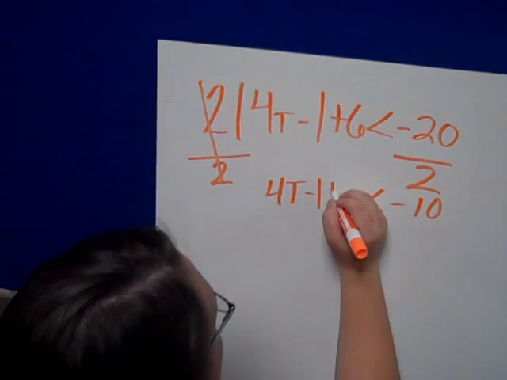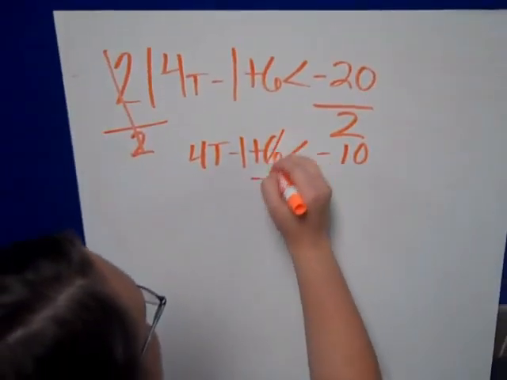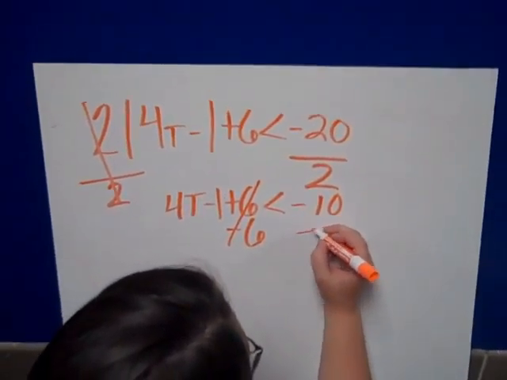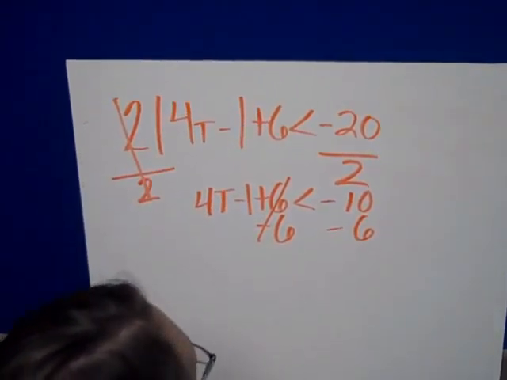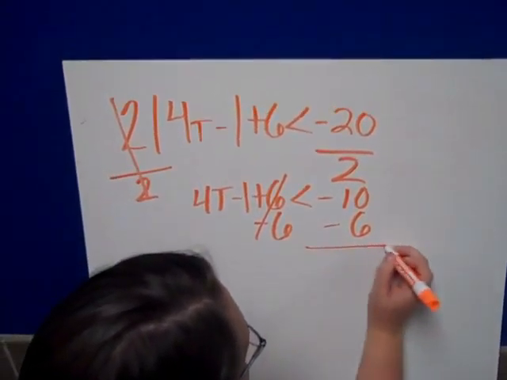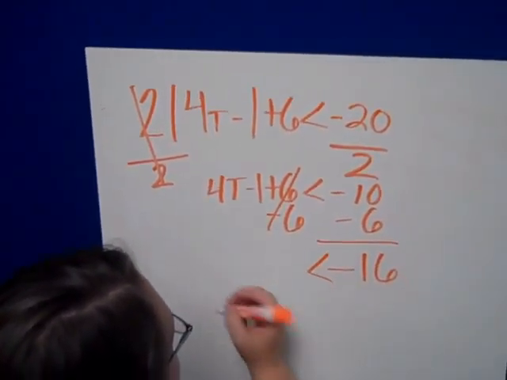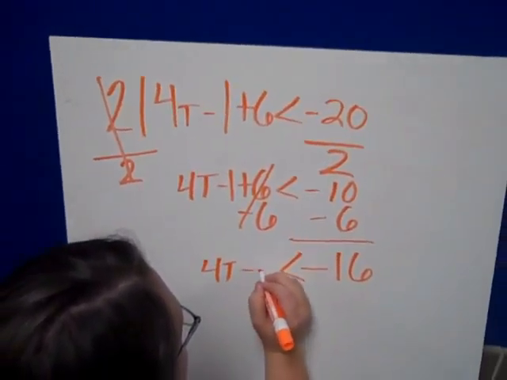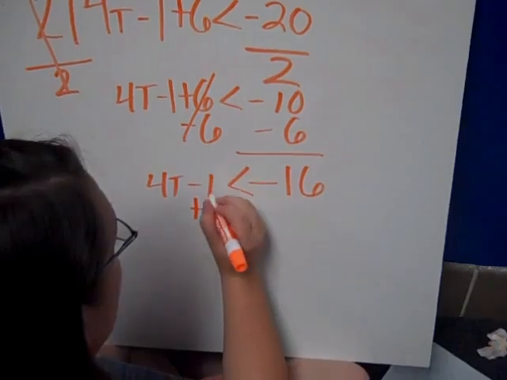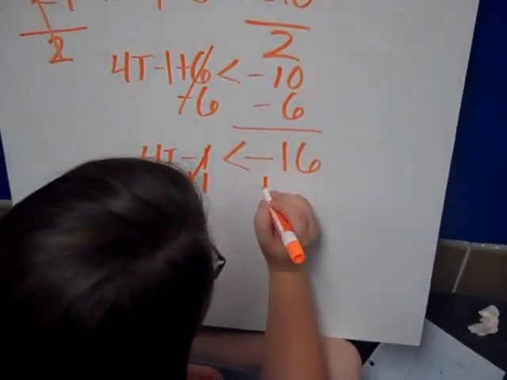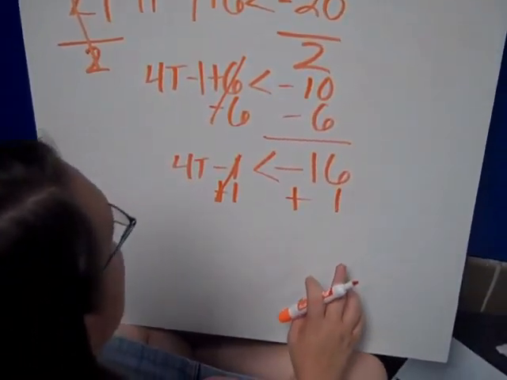Now you need to get rid of this before you can answer this one. So this crosses out and you subtract 6 on both sides. Now, negative 6 minus 10, either way you say it, ends up being negative 16. And it's still greater than all of this. So 4t minus 1 is less than negative 16. Plus 1 to both sides. Now, because this is a negative, you would have negative 16 plus 1 is negative 15. So 4t is less than negative 15.